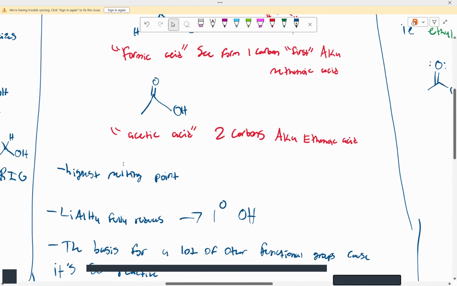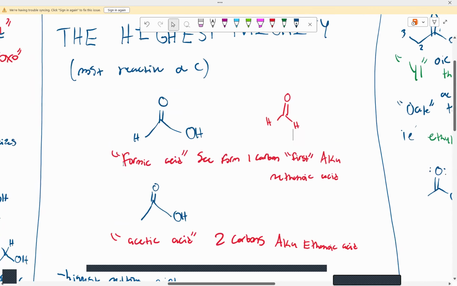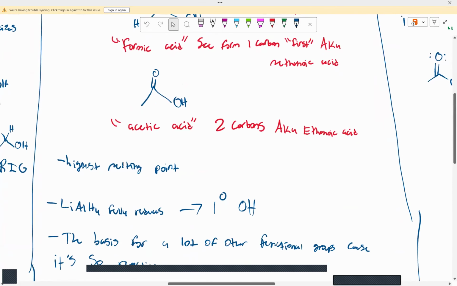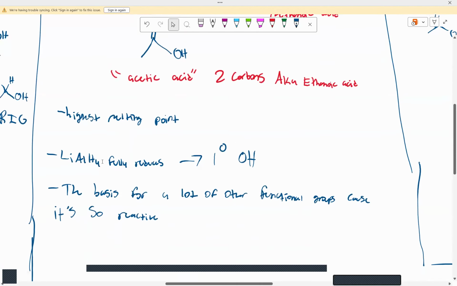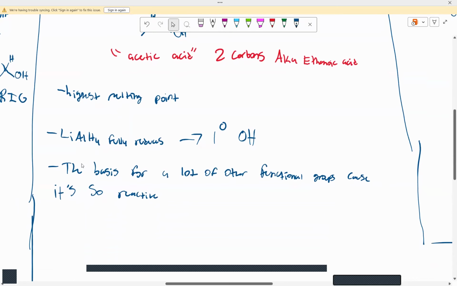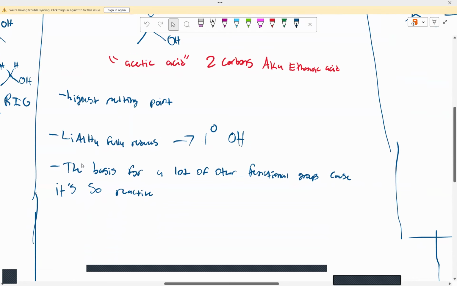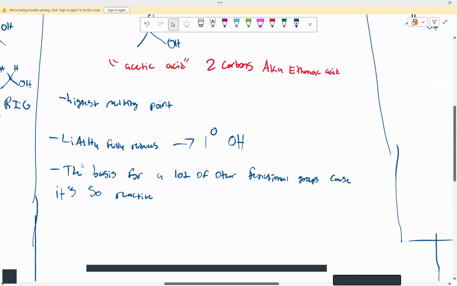Typically, carboxylic acids will have the highest melting points just because they can also hydrogen bond. And then, as I was talking about earlier, with the reducing agent, lithium aluminum hydride will fully reduce it to a primary alcohol. And it's like a blueprint for a lot of the rest of the functional groups that I will talk about in this video.